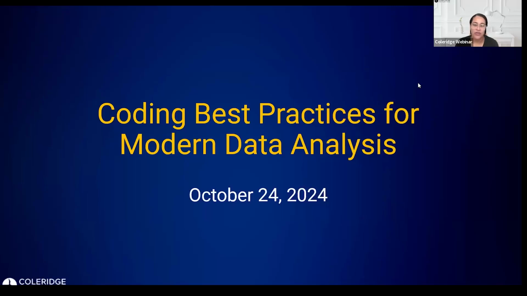Our goal with this quarterly webinar series is to facilitate conversations that drive effective policies for the greater good. In today's session, we will focus on coding best practices for modern data analysis. Effective data analysis requires both a strong understanding of the programming language needed to complete the analysis and adherence to coding best practices that ensure efficiency, scalability, and maintainability.